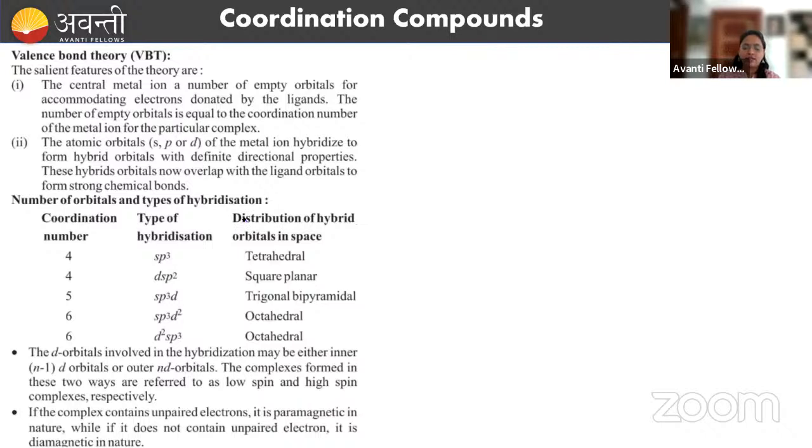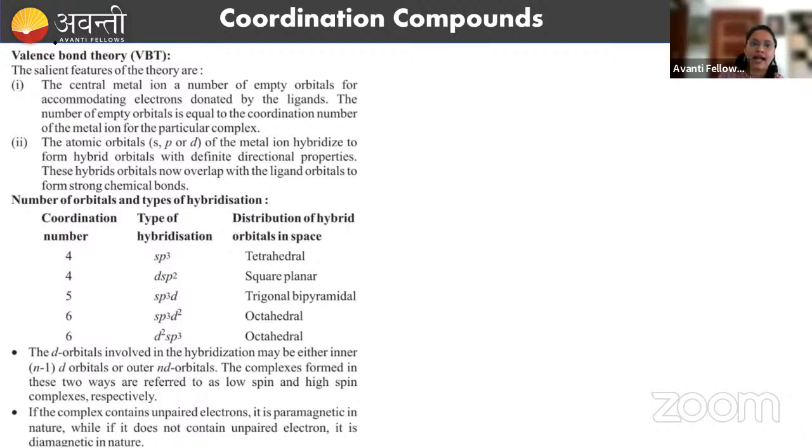Next will be valence bond theory. So in order to determine the bonding present in this coordination compound, so many theories have been put forward. So let's talk about the first theory, that is valence bond theory. You must be knowing what the valence bond theory is.